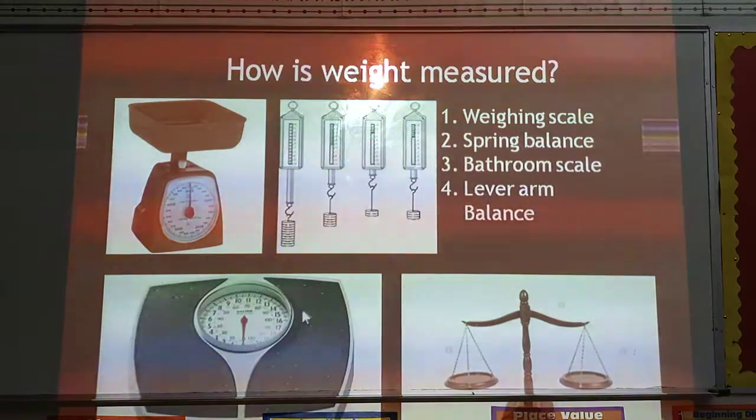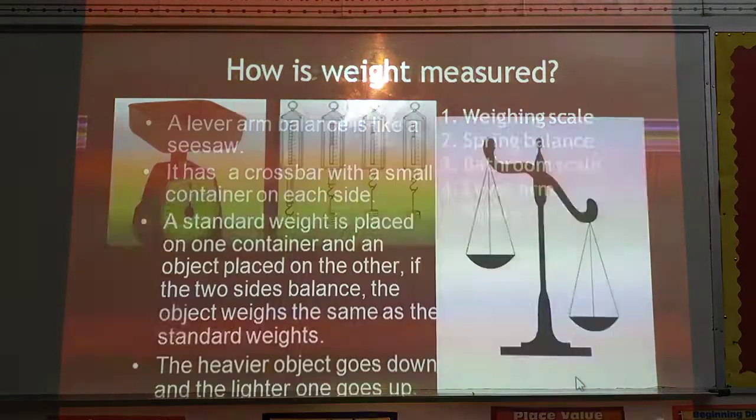Okay, and then finally we have the lever arm balance, which is made up of a pivot. Okay, it's made of like a bar that is pivoted or hinged at a middle point, and then it has two trays where two weights are placed. Okay, more on that very soon.